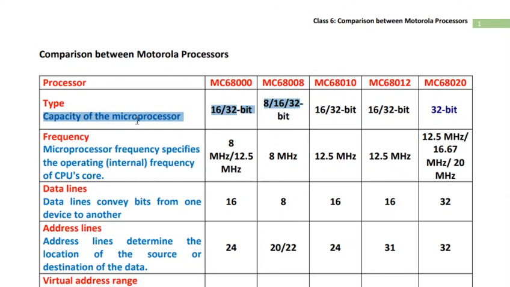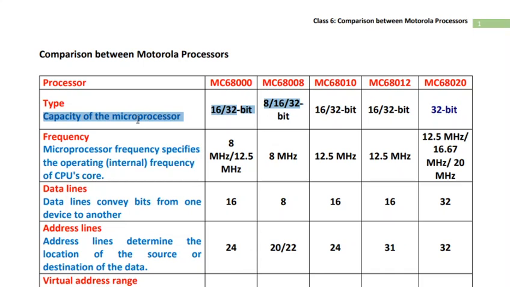Now, let us try to understand the significance of each of these features in a little detail. Type basically refers to the capacity of the microprocessor. If I say that the microprocessor is a 16-bit microprocessor, it implies it's capable of processing 16 bits of information per unit time. Greater the processing ability of the microprocessor, greater will be the strength of the microprocessor.